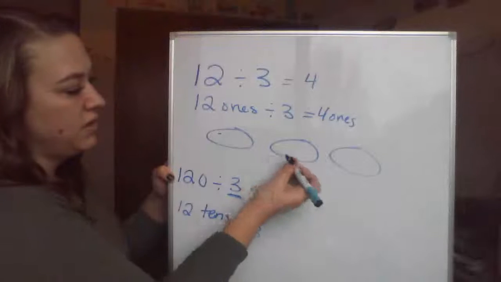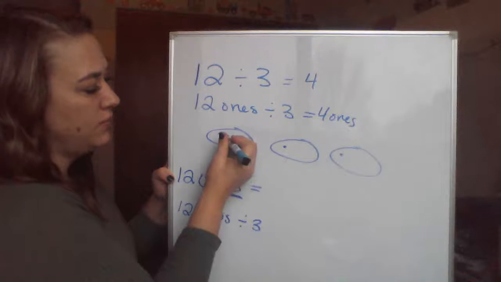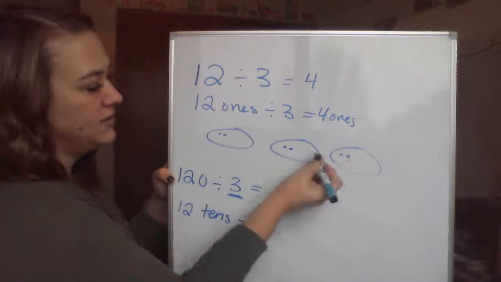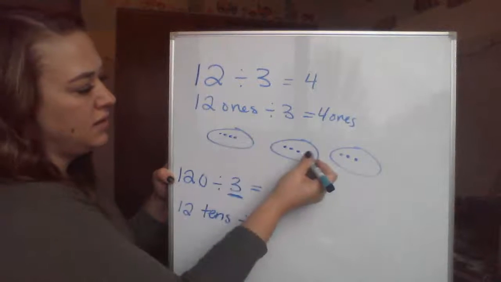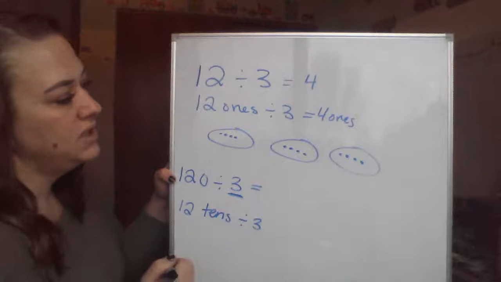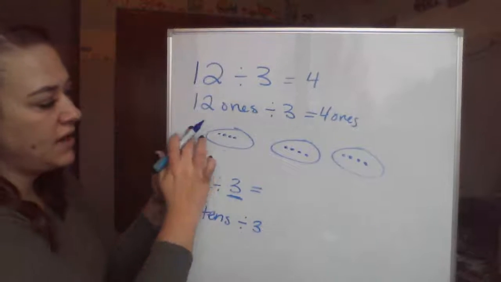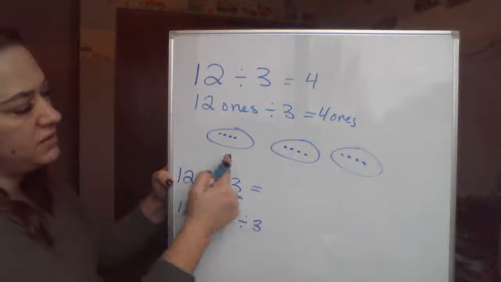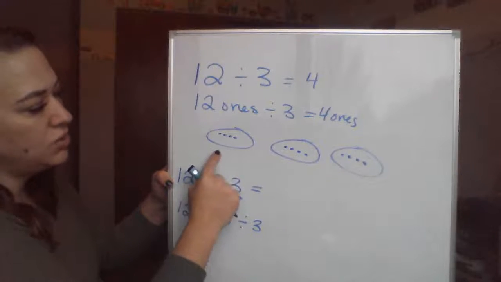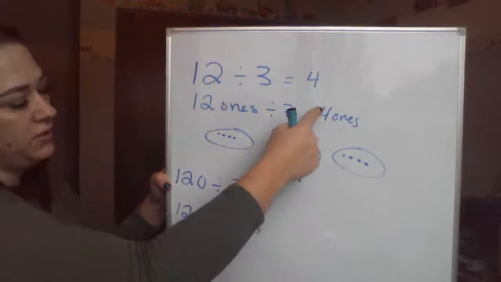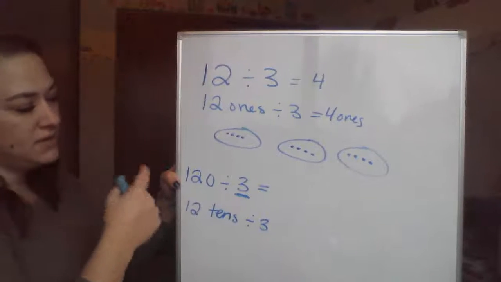So here's 1, 2, 3, 4, 5, 6, 7, 8, 9, 10, 11, 12. So however many we have in each group is our answer. So I have my 3 groups, and how many did we have in each group? 4. 4 ones.